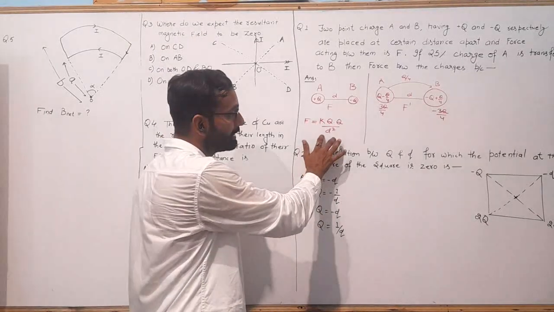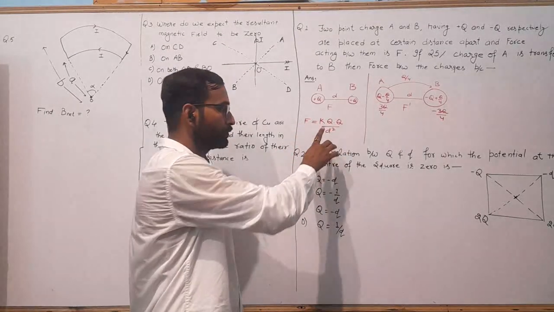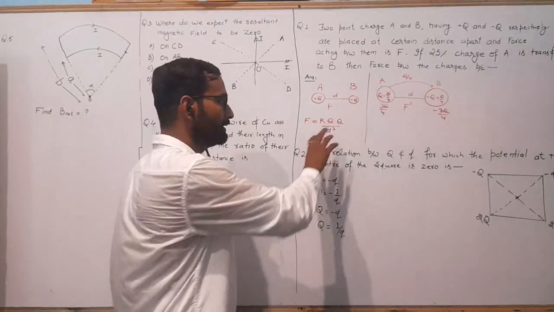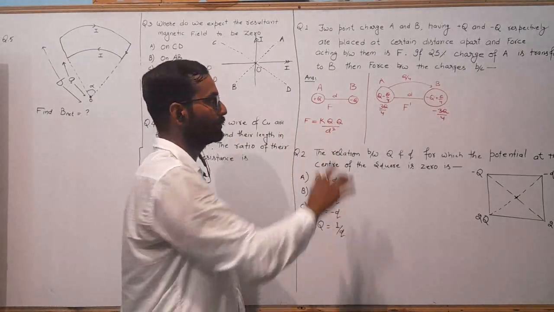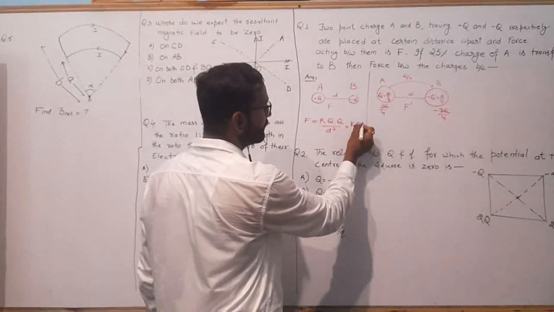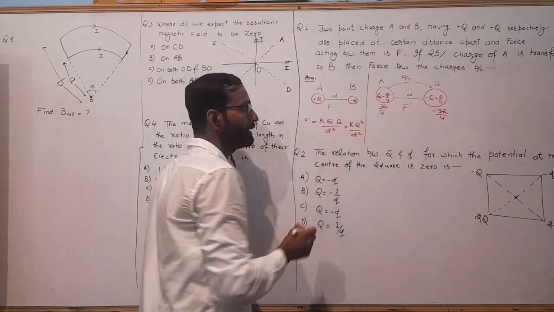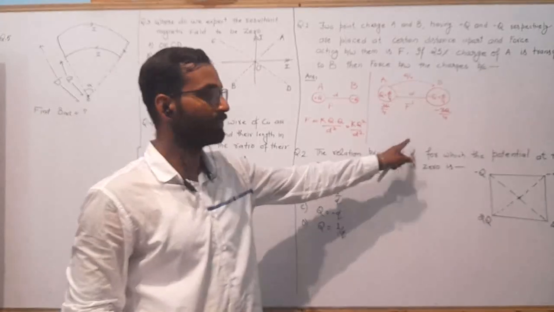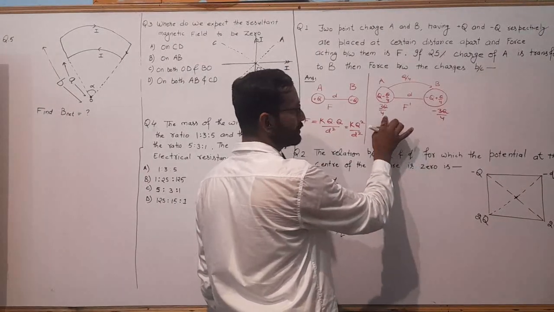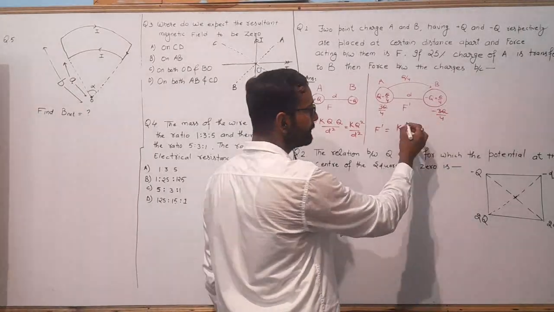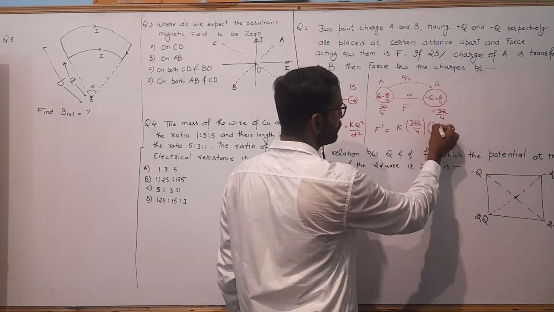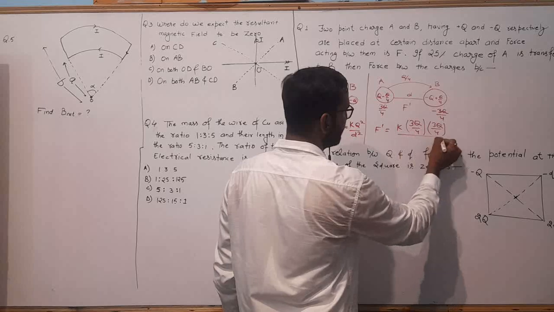And magnitude is our K Q upon D square. So we cannot take the sign in this formula. In this formula we take only the magnitude values of Q and Q. Now the value of F will be K Q square by D square. Similarly, here we will find the force. F dash should be K, this charge and this charge, only magnitude values. So 3Q by 4 and 3Q by 4 upon D square.